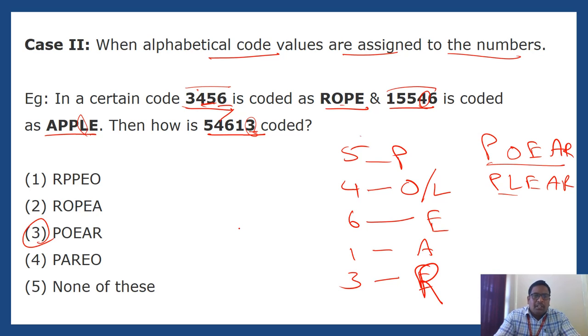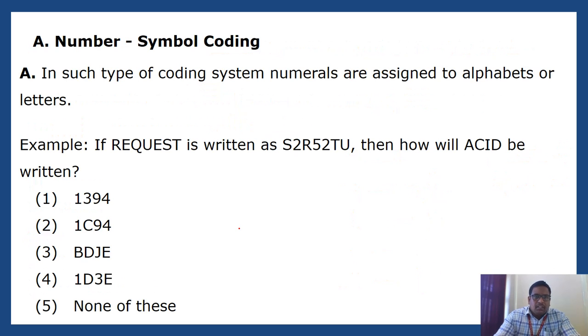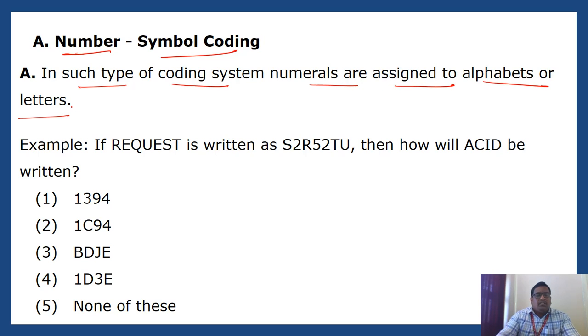Let us see further types of questions with different classifications. Next, now this is one of the interesting ones: number symbol coding. In this type of coding system, numerical values are assigned to alphabets or letters. Now I would like you to pause this video and try this question by yourself. If you get an answer, super. If you don't, just resume so that you'll get more possible solutions. Now, if request is coded as S2R52TU, then how will you code acid in that language? What is the first thing? Write down the given word.